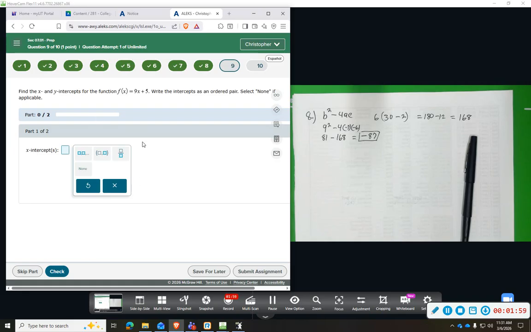Alright, so number 9, we want to find the x and y intercept. So this is just kind of cycling through, making sure we remember some of those things we've learned in the past, because we'll continue to need them.